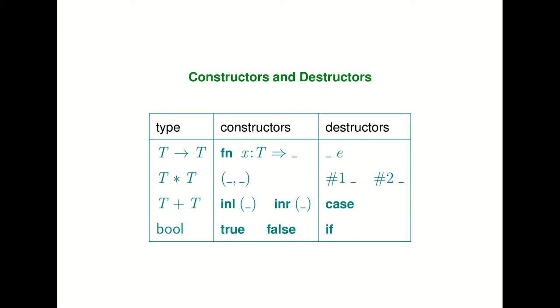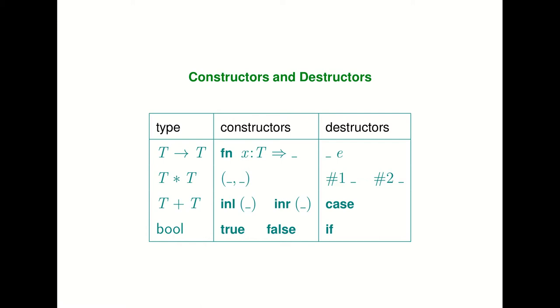Okay, and so what you can see so far is that we've had this pattern where for each type we have a constructor or introduction form for it, which is how we make values of that type. So for functions, we have an anonymous function construct, fn x goes to something.